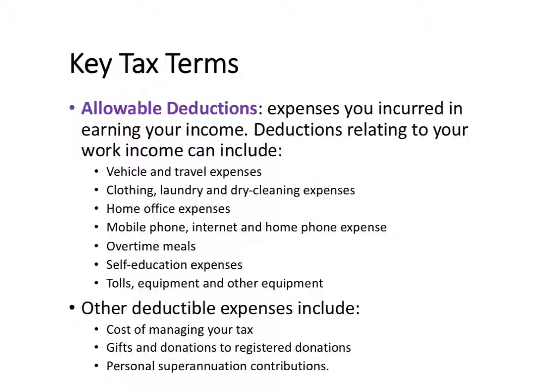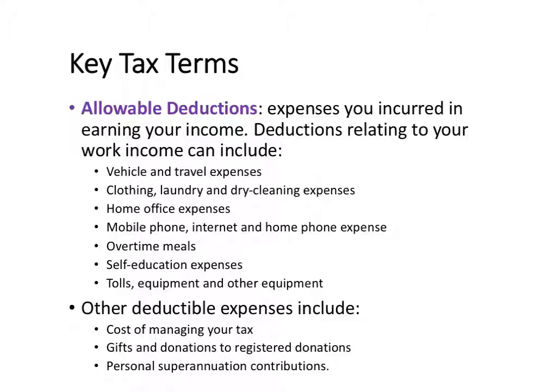If you work from home, you can have a home office expense. You can also deduct your mobile phone, internet or home phone expense if you use them for work. Any overtime meals, if you get paid an overtime allowance, can be deducted. Any self-education expenses you incur in order to get a promotion or keep up to date with the information you need at work can be claimed. Any tools, equipment or other equipment that you have to pay out of your own salary and wages, you can deduct against your salary and wage income.